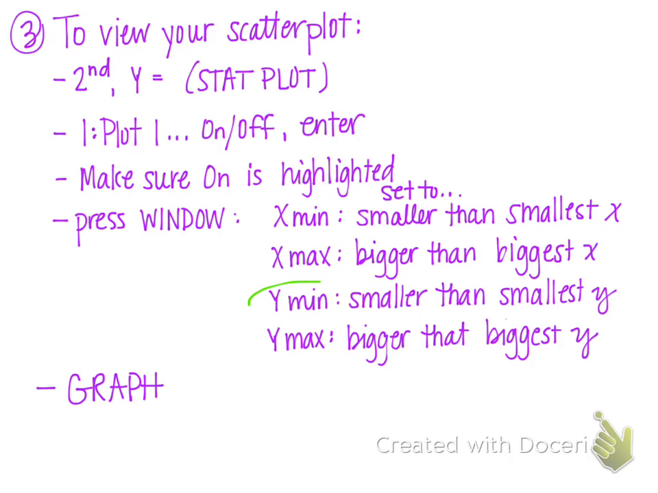Now, the Y's are similar. The y min, you set something smaller than your smallest y, and your y max, you set something bigger than your biggest y. Then to look at your scatter plot, you press graph. So that window just shows all of your data, and you have your scatter plot.